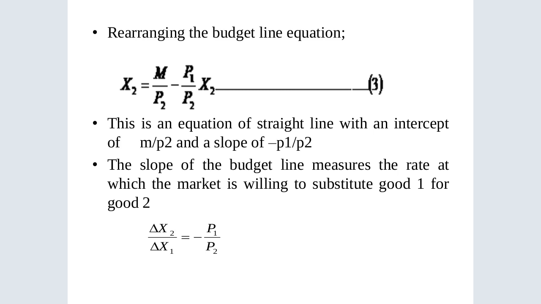So now, the slope of the budget line. The gradient of the budget line should always be the price of commodity 1 over the price of commodity 2. That is the gradient of the budget line.